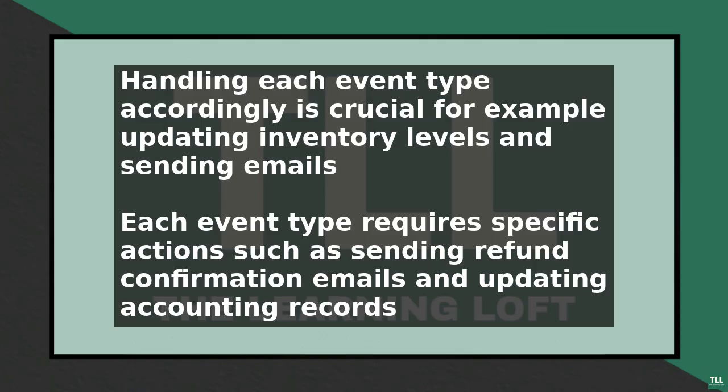Step 3 is to validate the webhook events to ensure they are legitimate and not tampered with. This can be done by verifying the signature included in the webhook header. The signature is generated using a hash-based message authentication code algorithm and a secret key.